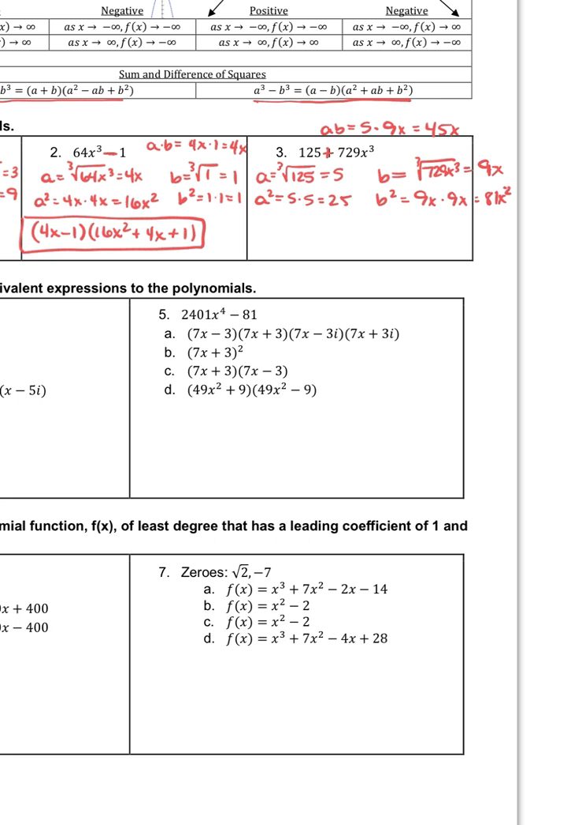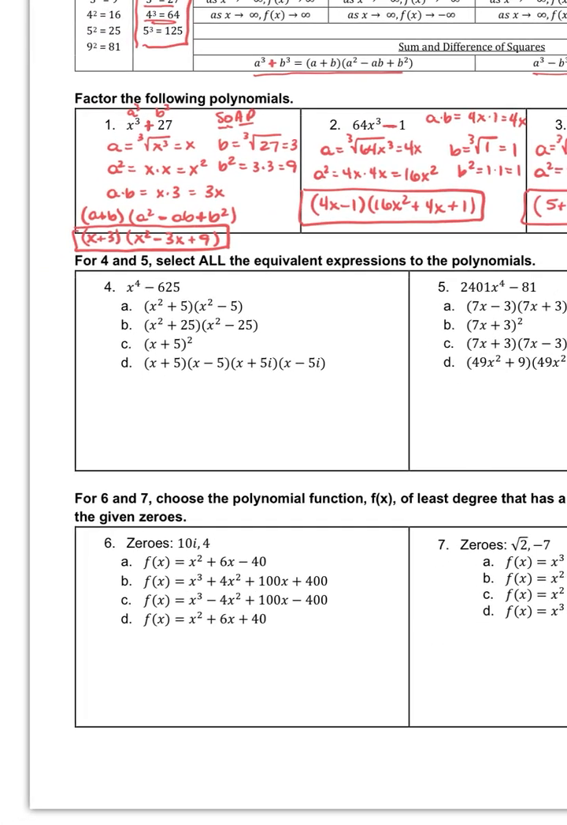So we're going to do a plus b, so 5 plus 9x. And it's important you don't change the order. You just leave them exactly like you were given. A squared is 25. We're changing the sign to minus. ab is 45x. And then always positive 81x squared. That is your answer.